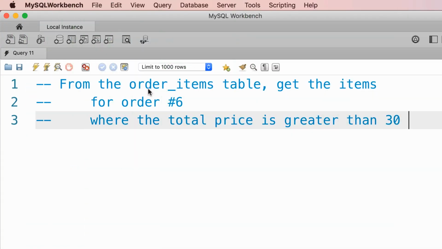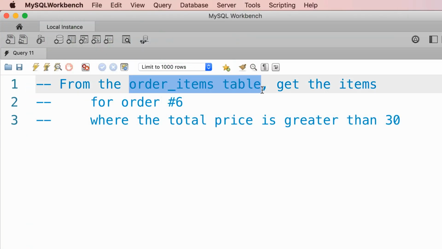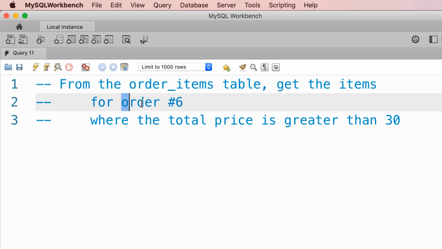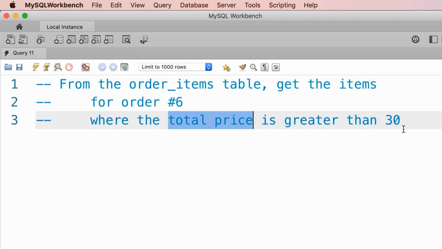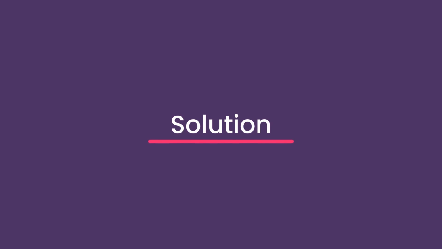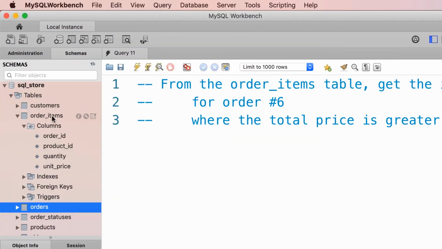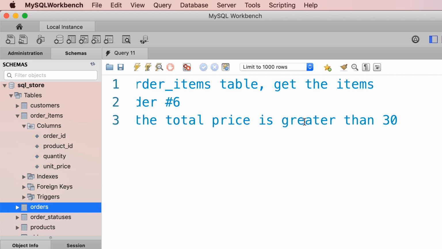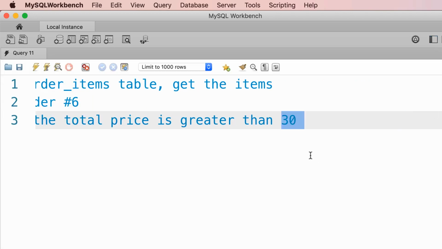All right, here's your exercise. From the order items table, get the items for order number 6, where the total price for that item is greater than 30. All right, here's the order items table. In this table, we have these columns: order ID, product ID, quantity, and unit price. If we multiply the quantity by unit price, we can get the total cost of that item. And then we can compare it with 30. So let's go ahead and write this query.